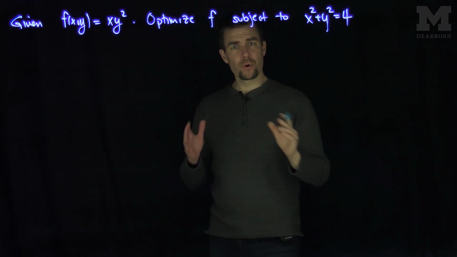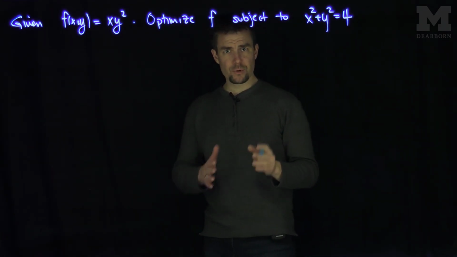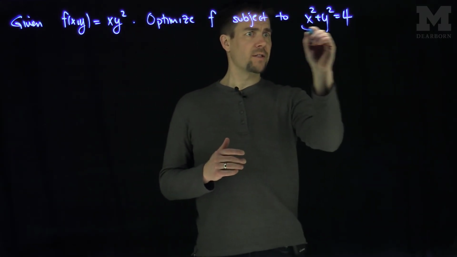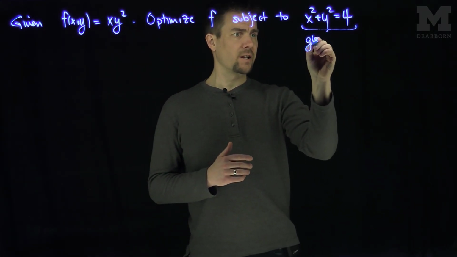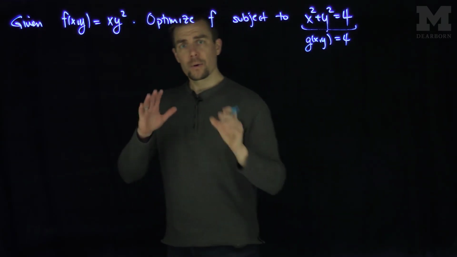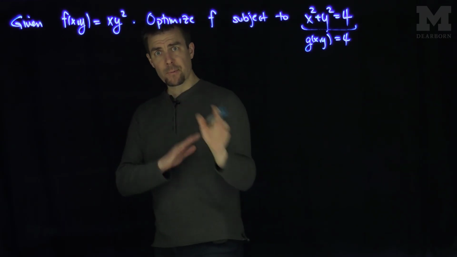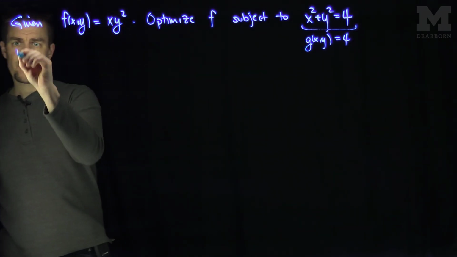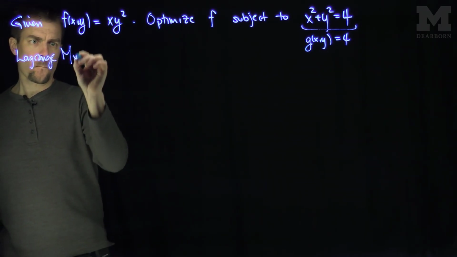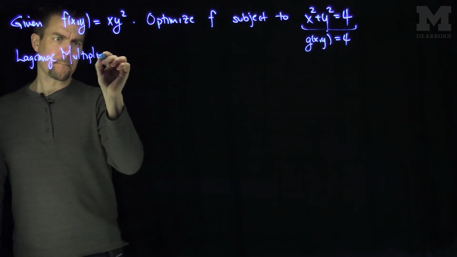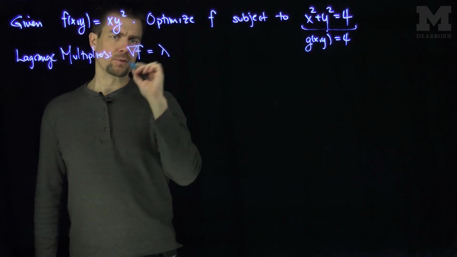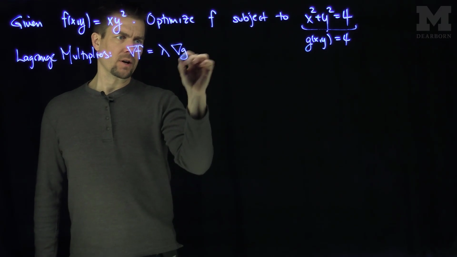Now we can turn this into an ordinary Calc 1 problem, but let's approach this through the method of Lagrange multipliers. The method says take this constraint and treat it as saying that g of x y is equal to a constant, in this case 4, and the gradient of f has to be proportional to the gradient of g. So the method of Lagrange multipliers asserts that the gradient of f is a multiple lambda of the gradient of g.